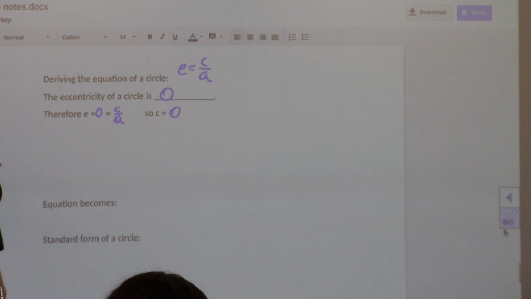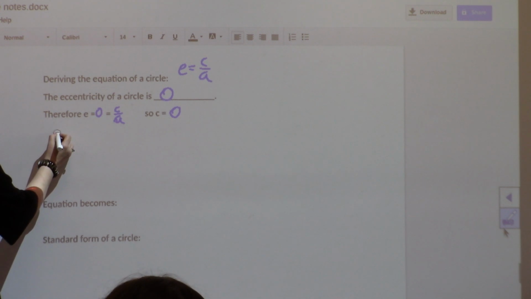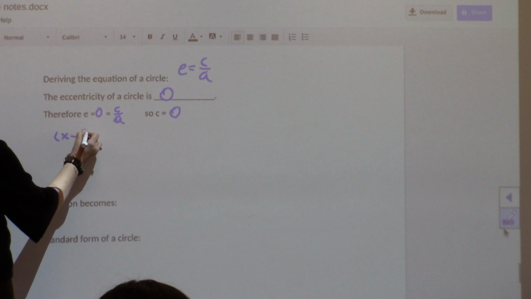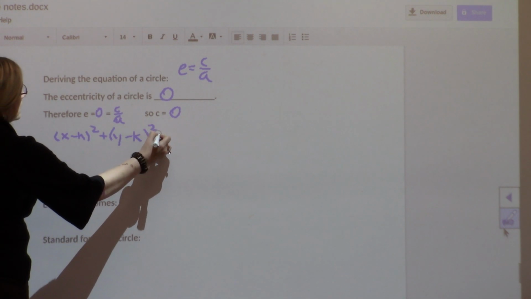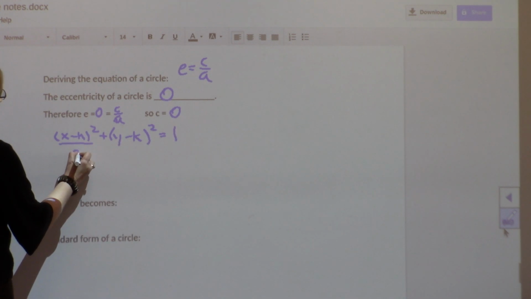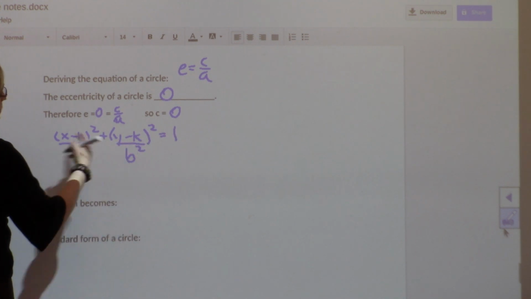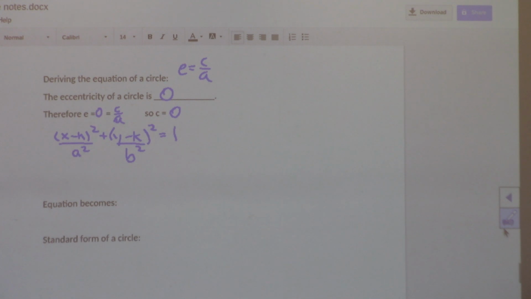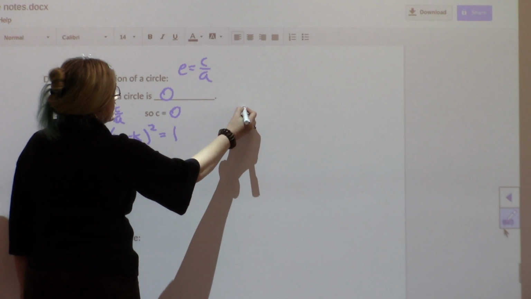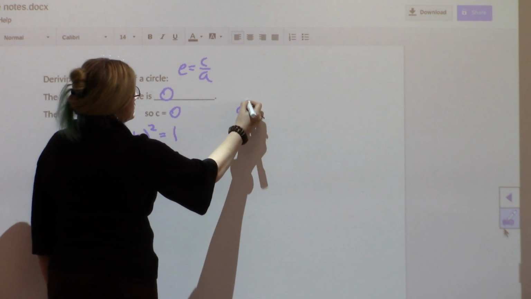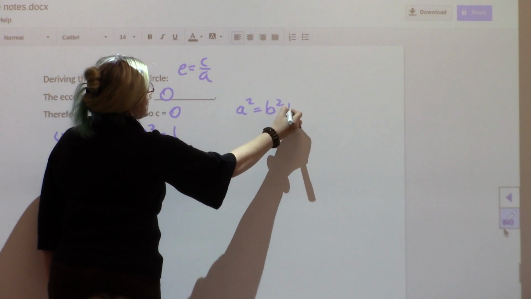If we remember that a circle is just a specialized form of an ellipse, yes? Then we can start with that equation, (x minus h) squared over a squared plus (y minus k) squared over b squared equals 1, one way or the other. Doesn't matter. If c is 0, we remember we have this relationship between a, b, and c, which is what? a squared equals b squared plus c squared.